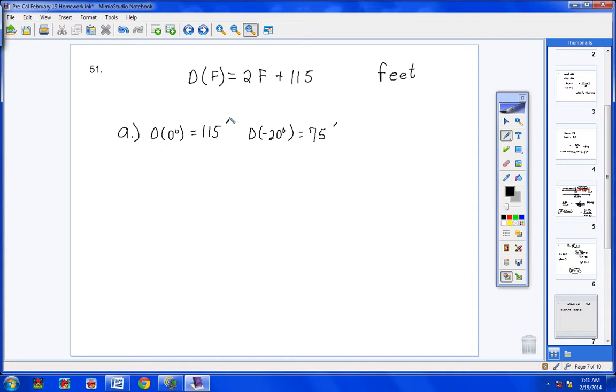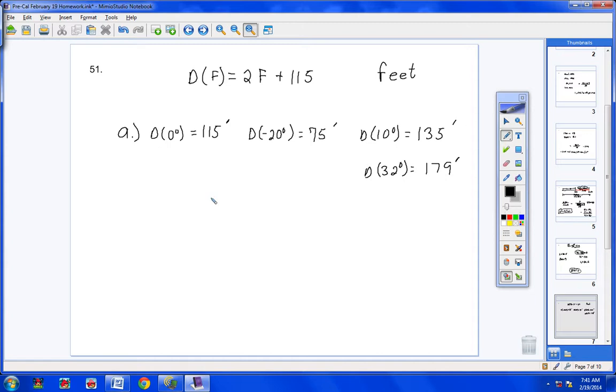All right, let's move on. D of 10 degrees just simply means we're putting 10 in for f. D of 10 degrees would be 135 feet. And then lastly, they want us to substitute d of 32 in. And d of 32 would be 179 feet. So really all they wanted us to do there is just substitute in temperatures and get out distances, okay?